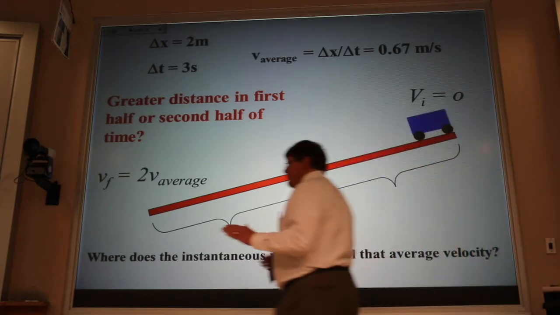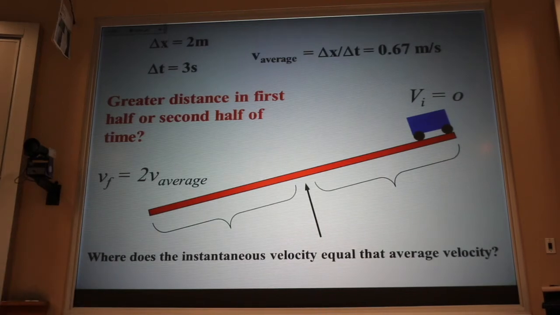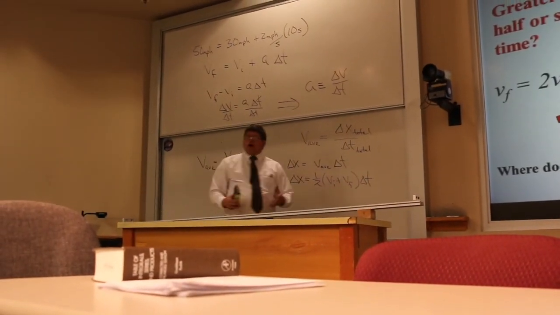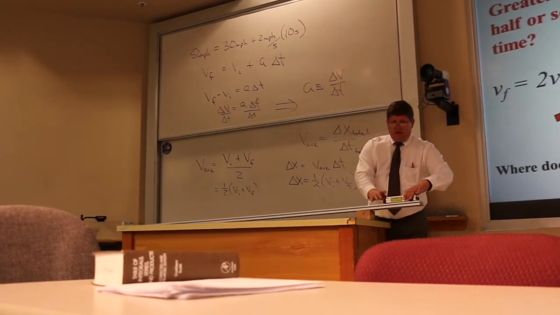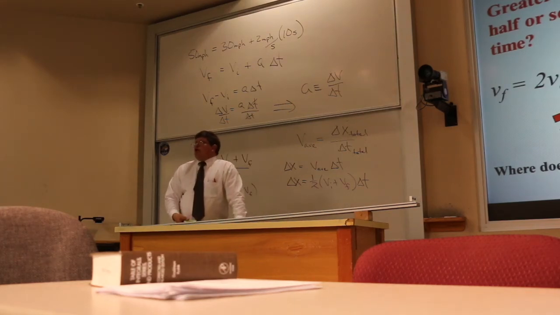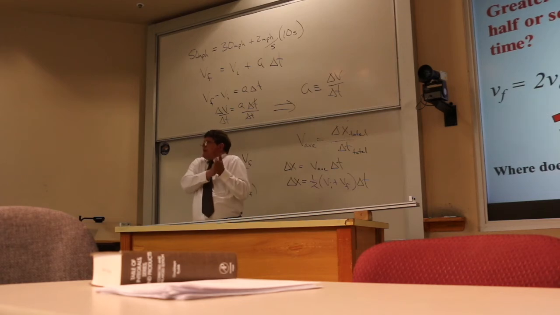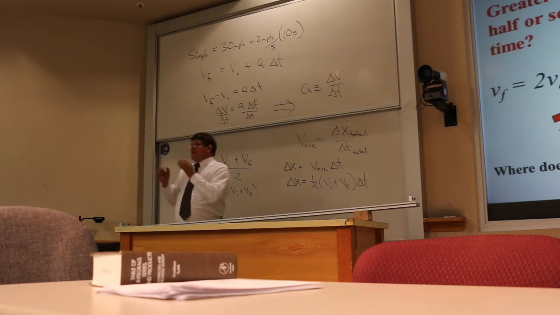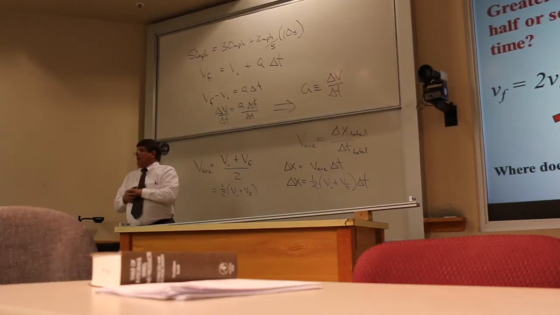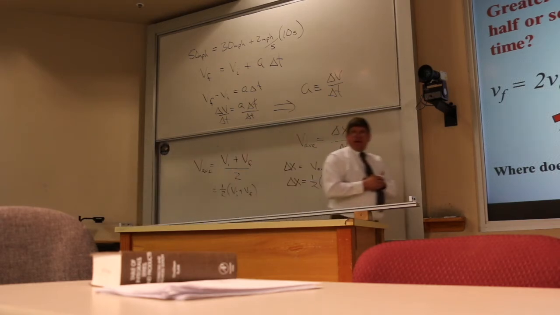Remember, it takes this cart 3 seconds to get down the ramp. So 1/1000, 2/1000, 3/1000. Where was the cart at 1.5 seconds? During the first second and a half, it's speeding up from 0 to V average. It's going slow. During the last second and a half, it's speeding up from V average to twice V average. It's going fast. On average, it's going 3 times faster during the last half of the journey.